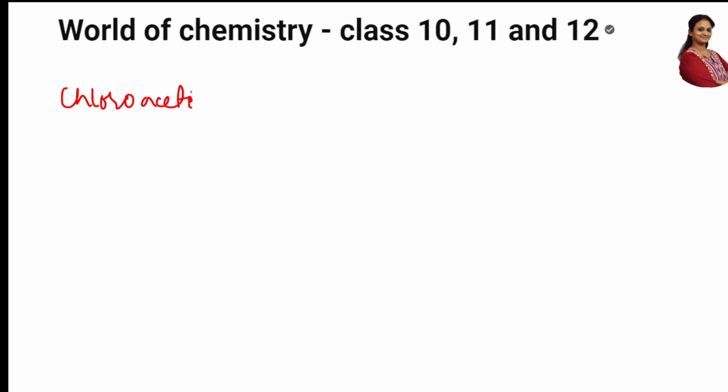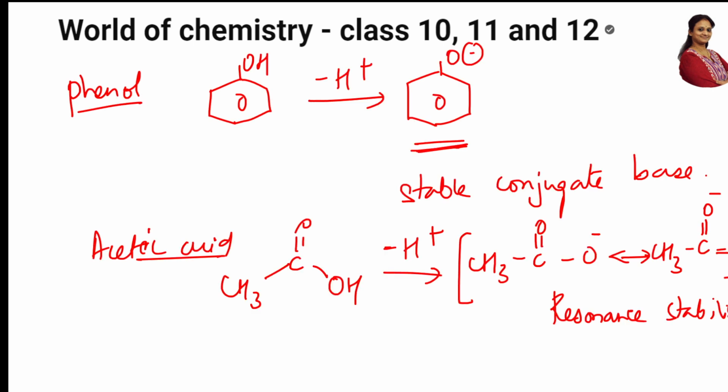Chloroacetic acid is a stronger acid than this. But here, what happens, check carefully: an electron withdrawing group is there, correct? So chlorine is an electron withdrawing group, and that too it is attached to the alpha carbon atom, correct? That's why it is more acidic.